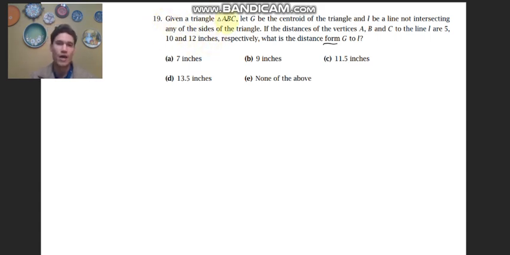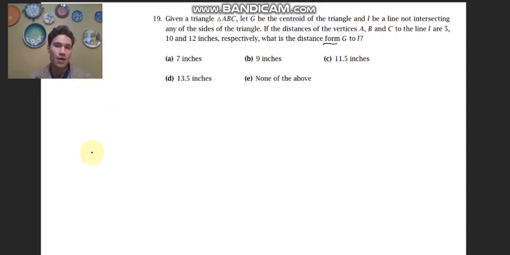Given a triangle ABC, let G be the centroid of the triangle and L be a line not intersecting any of the sides of the triangle. If the distances of the vertices A, B, and C to the line L are 5, 10, and 12 inches respectively, what is the distance from G to L?